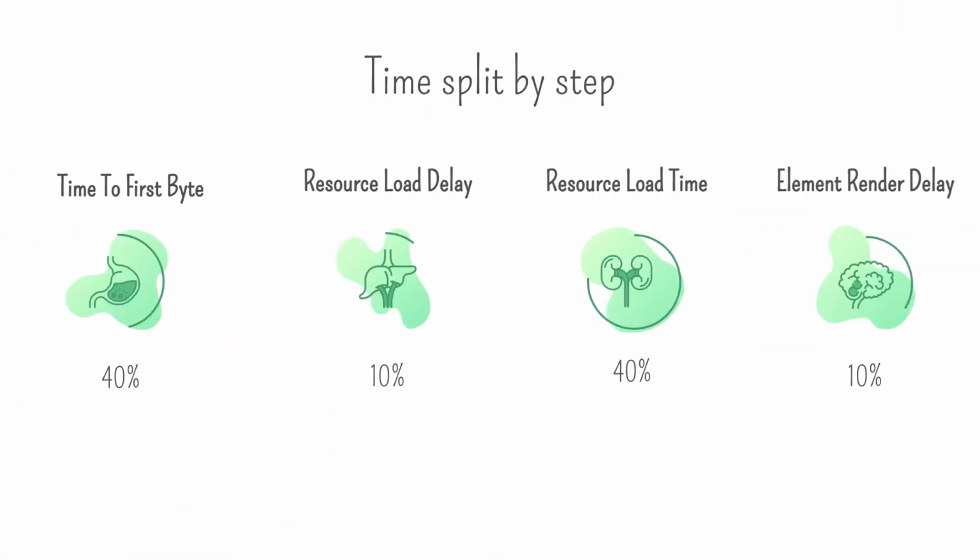So on a time scale, if we split all the little problems, time to first byte represents 40%, resource load delay represents 10%, resource load time represents 40%, and element render delay represents 10%. But this is purely theoretical. Okay, so maybe you can adjust something, depending on your needs. Maybe your time to first byte takes 20%. Okay, so if your time to first byte takes 20%, maybe your resource load delay can take 30%.